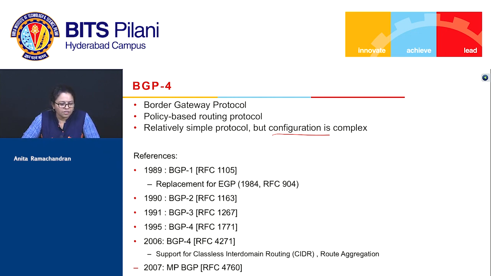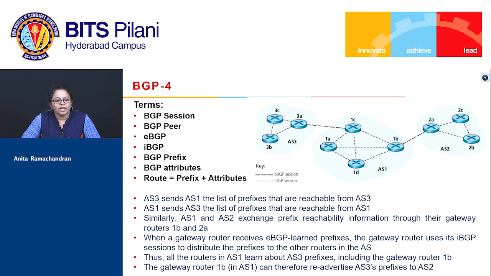So the references are these listed here. We will be referring to BGP4, and the next version of BGP is MP-BGP, multi-protocol extensions for BGP. BGP4 enables IPv4 exchanges, whereas MP-BGP enables IPv6 exchanges. So to start, let's take a look at some of the terms that are used in BGP.